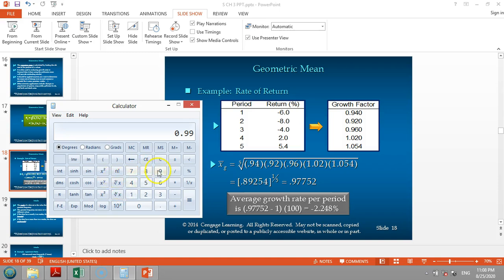Where is this square root? The amount, here you go.